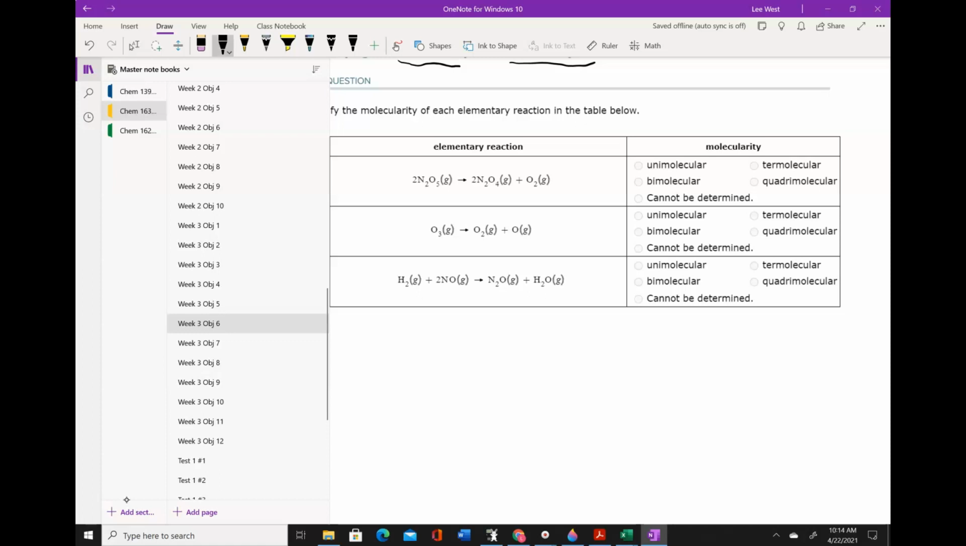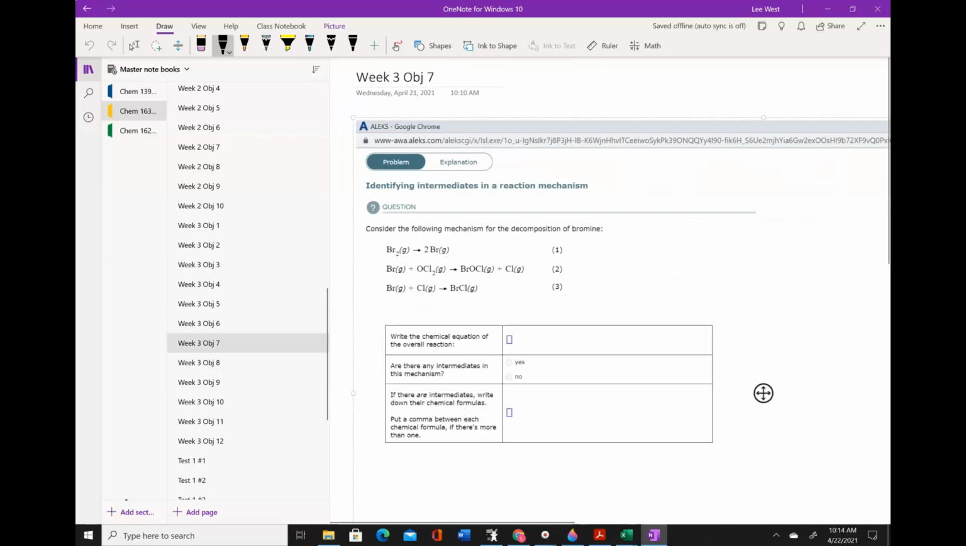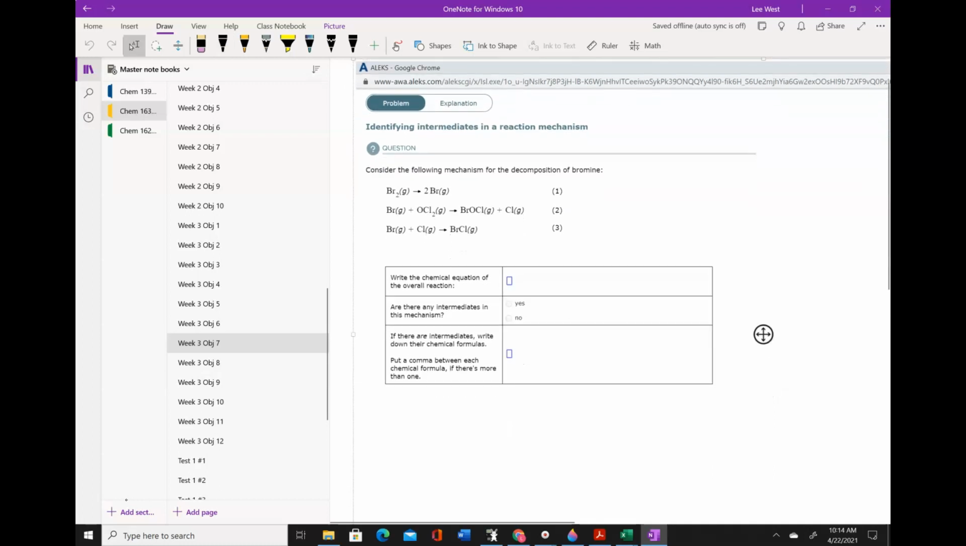So this has 2 moles of reactant here, so it is bimolecular. This has just the 1, so it is unimolecular, and this has 1 plus 2, that equals 3, so that is termolecular. So that's pretty straightforward. Now, this is like beginning to get used to some terminology so that later on we can work on reaction mechanisms, which is quite complicated.